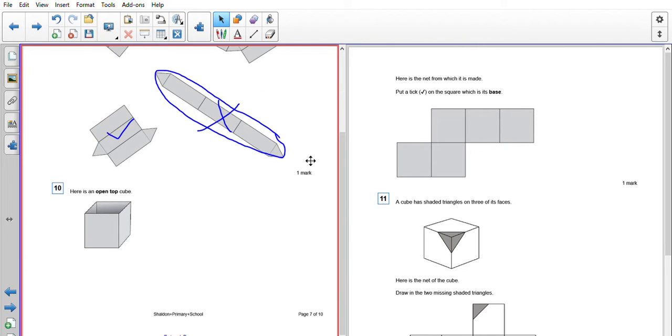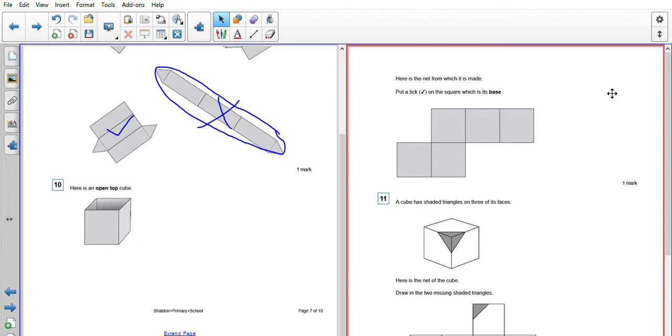Question 10. Open top cube. Here is the net from which it has been made. You need to put a tick on the square which is the base. So here you need to fold these up. You need to visualize what's going to happen, where is this going to go, and again you fold down the edges that are joined. So we'd fold this one, and that's going to fold up here.